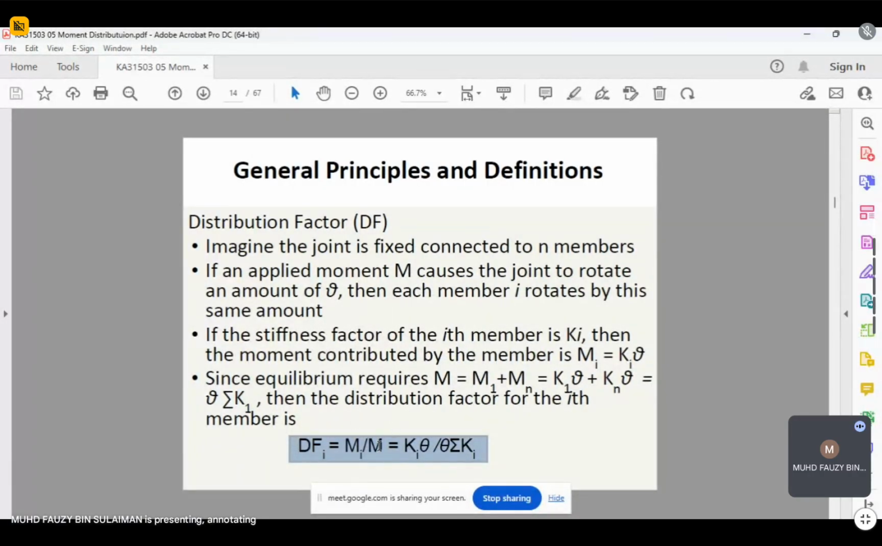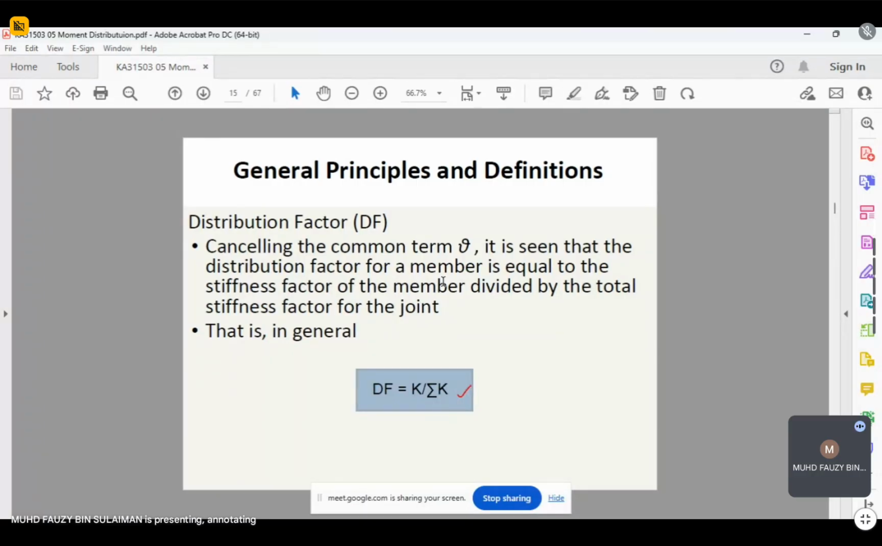You have to be able to define this. What is M? M is the total moment. What is Mi? Mi is Ki times theta. You should be able to define this yourself. Study it first before you come for the tutorial next week. The distribution factor is K over total K.